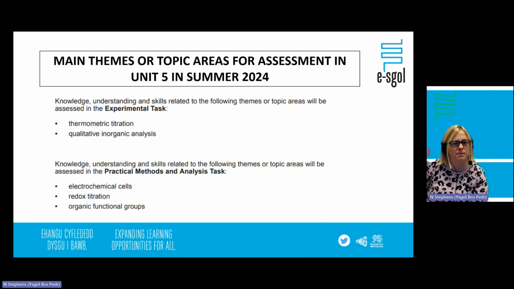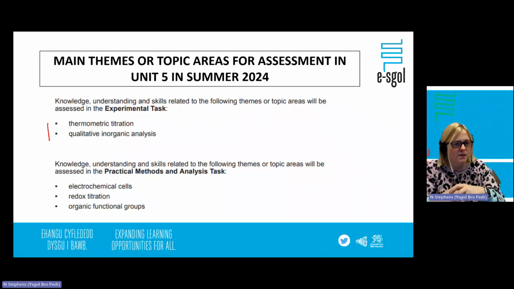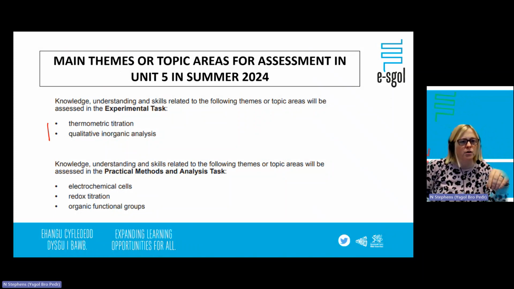And then the practical methods and analysis task, a day or two later, the written paper, we say, is going to have the following topics incorporated into it: electrochemical cells, redox titration, as well as an organic functional groups based question. Okay, so focusing on these, because obviously these are going to be based upon elements of work you did in the lab books.